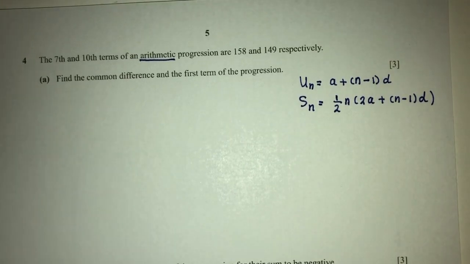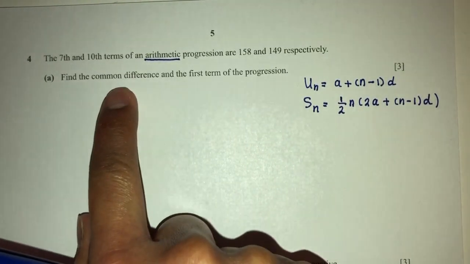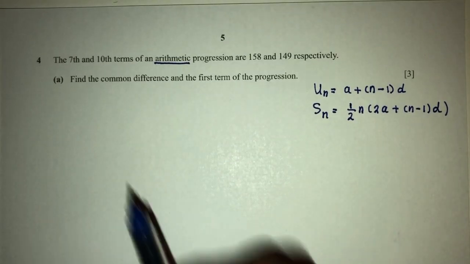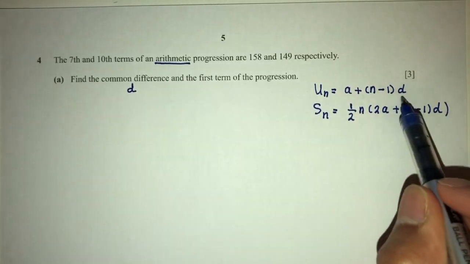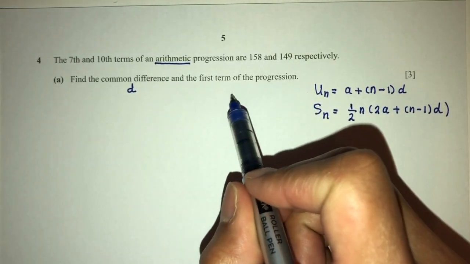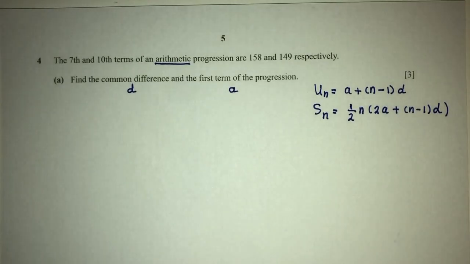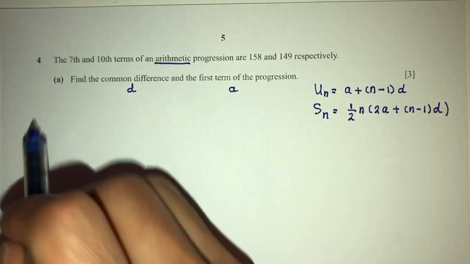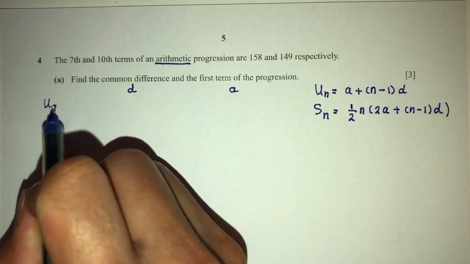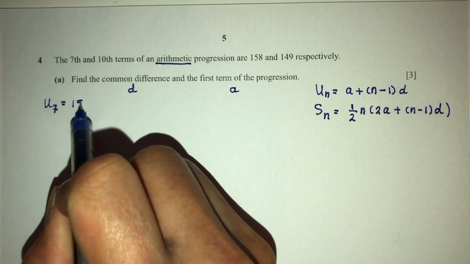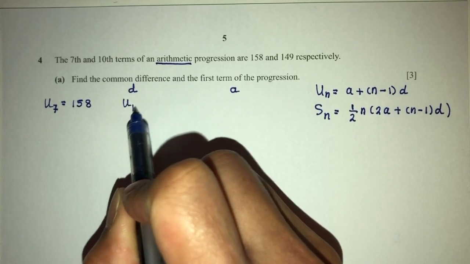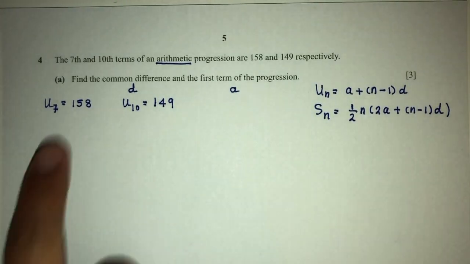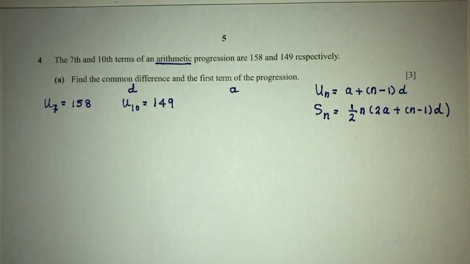Okay, so now we have to find what? We have to find the common difference and the first term of the progression. The common difference is d, and the first term we call a. So we have to find a and d using the information given to us. The seventh term, u of 7, was given as 158 and u of 10 was given as 149. So we have to use that information to find d and a.